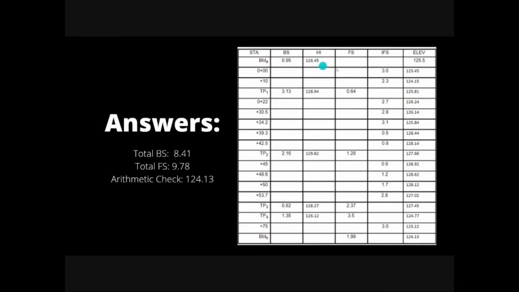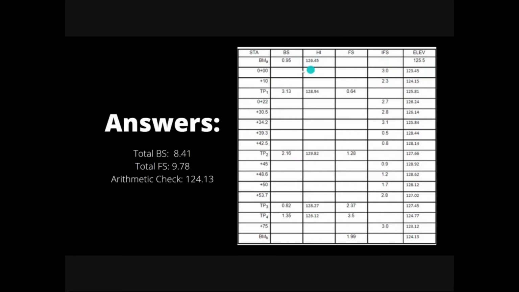So to get the elevation value for station 0 plus 0, 0, we use this value, 126.45. Since there's no new backside reading, we have to use this value again. So 126.45 minus 3.0, the answer would be 123.45.